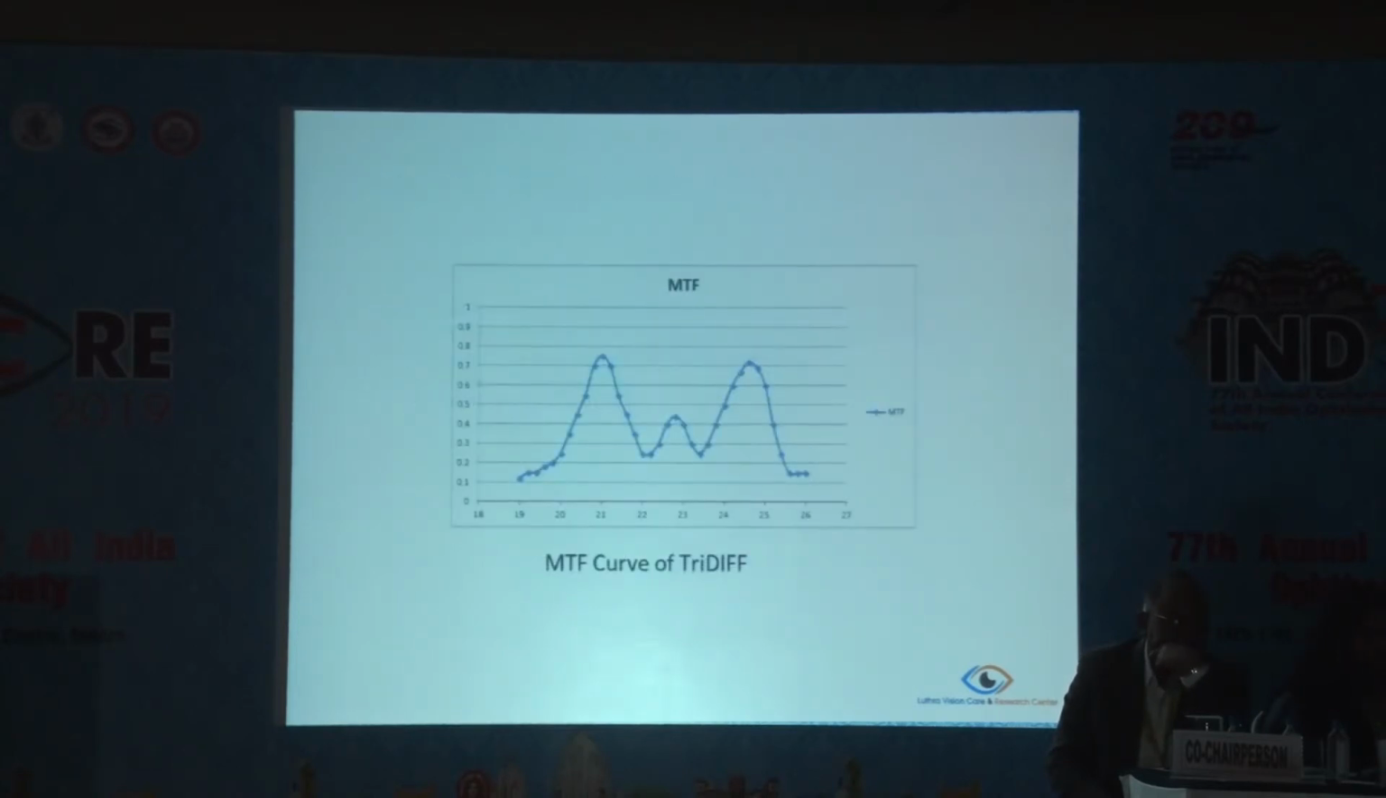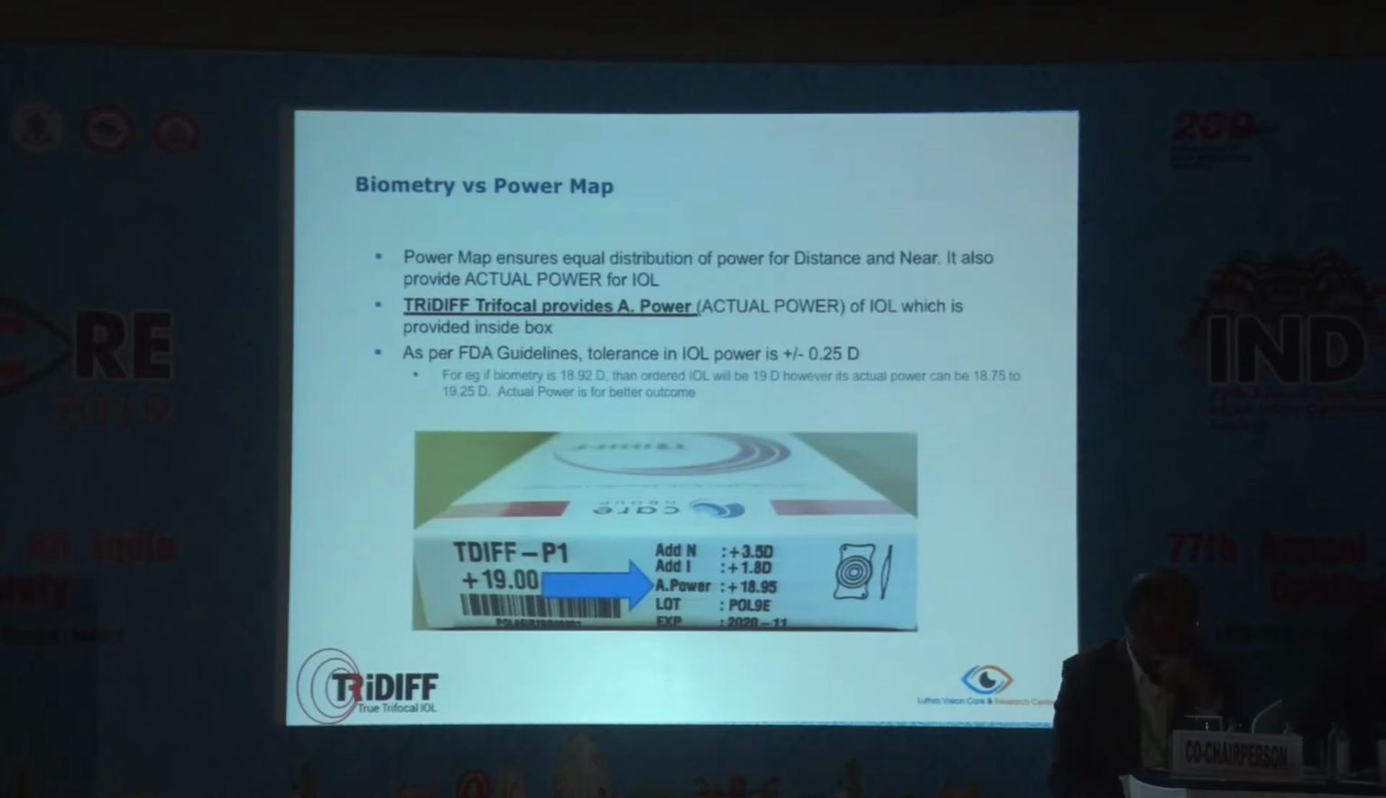MTF we've just discussed. Now this is a very important thing this particular company has done: they give you the actual power. Just imagine if you have an emmetropic power of 18.92. So now the ordered lens would be a 19 diopter lens, and according to the FDA approvals, the variation we'll get is plus minus 0.25. But yes, if you have an actual power which is mentioned there as 18.95 and your emmetropic correction was 18.92, you're bang on for the vision part of this particular patient.